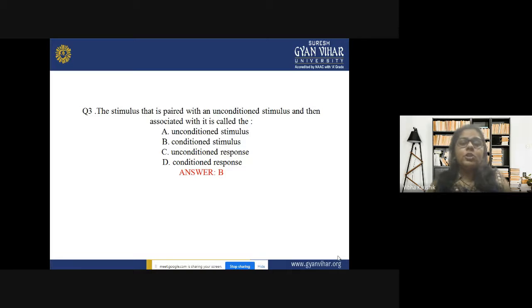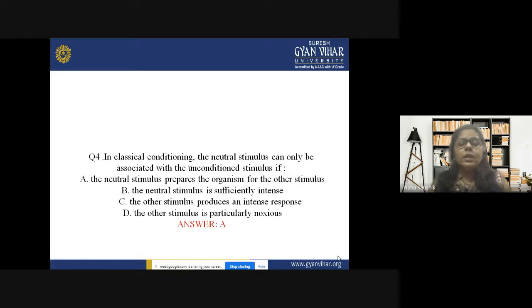The third one, the stimulus that is paired with an unconditional stimulus and forms an association with it is called the. Options are A. Unconditional stimulus, B. Conditional stimulus, C. Unconditional response, or D. Conditional response. So the correct answer is conditional stimulus.